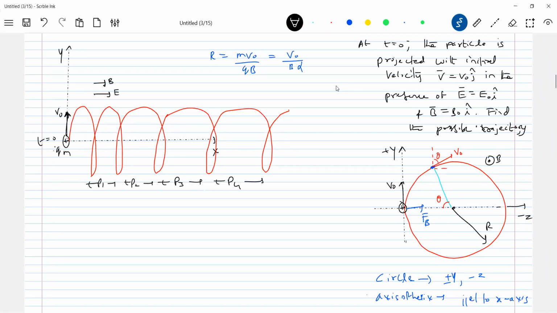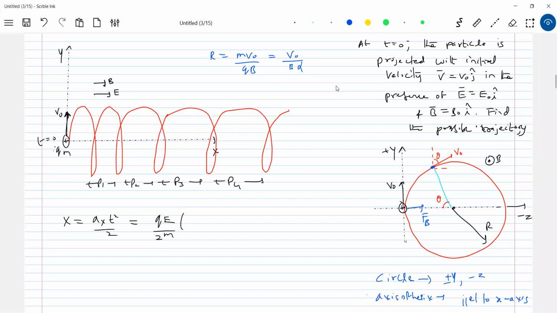Okay, let's come for all. First, the x coordinate. What should the x coordinate be equal to? Acceleration along the x-axis, half a t square, no? What is the acceleration along the x-axis? QE by m, t square. What is t? The particle will touch the x-axis after one revolution. Am I right? The particle will touch the x-axis after every one revolution.